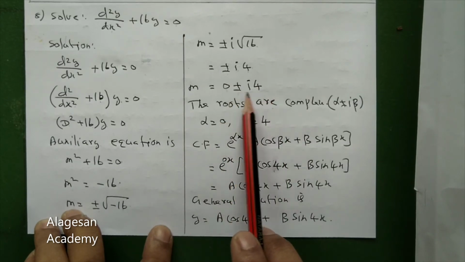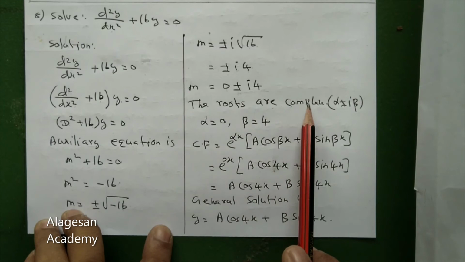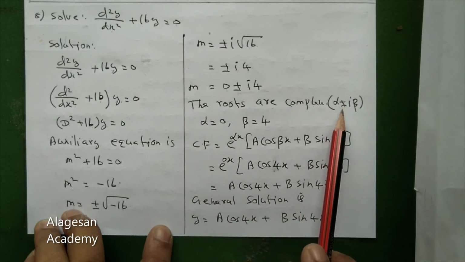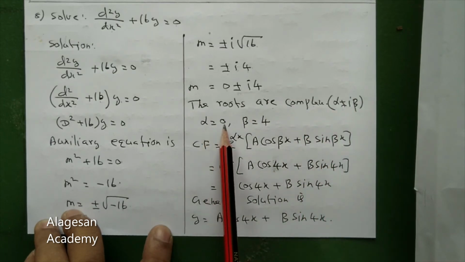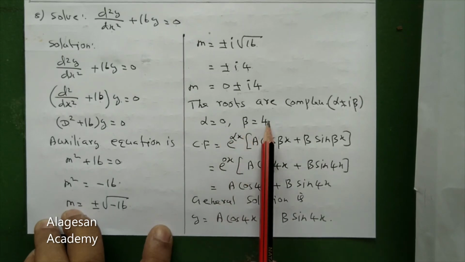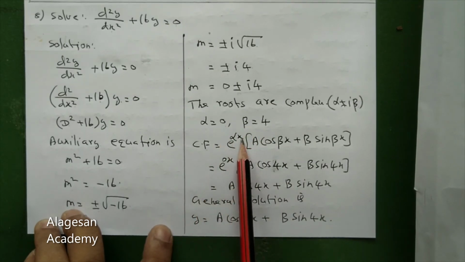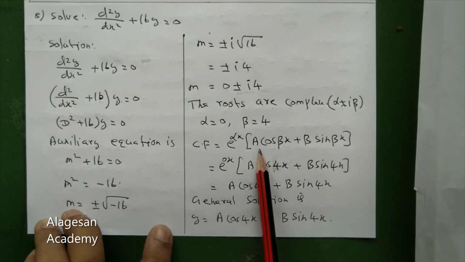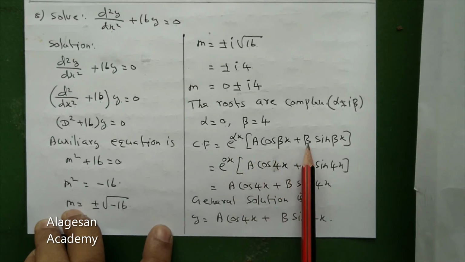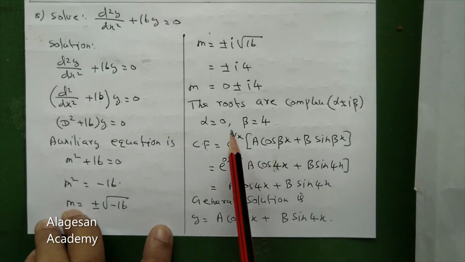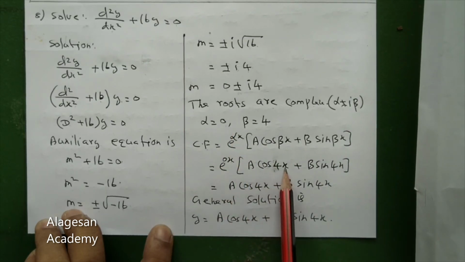If i has come, it is complex. Okay? So, the roots are complex. That is alpha plus or minus i beta. Here, alpha equal to 0, beta equal to 4. Now, CF equal to e power alpha x into (a cos beta x plus b sin beta x). Here, alpha is 0. So, e power 0x into (a cos 4x plus b sin 4x). For beta we put 4. Okay?